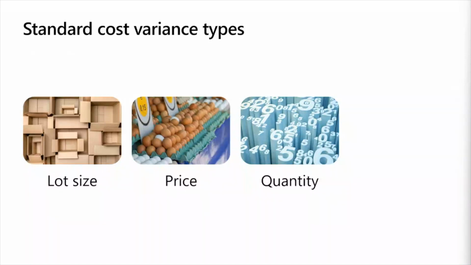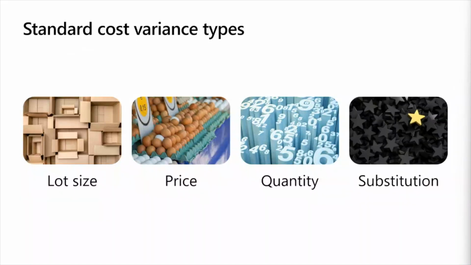The last type of variance is substitution variance. As the name suggests, this is used when you swap one thing out for another thing. Again, this can refer to materials or resources, for example, in a route.